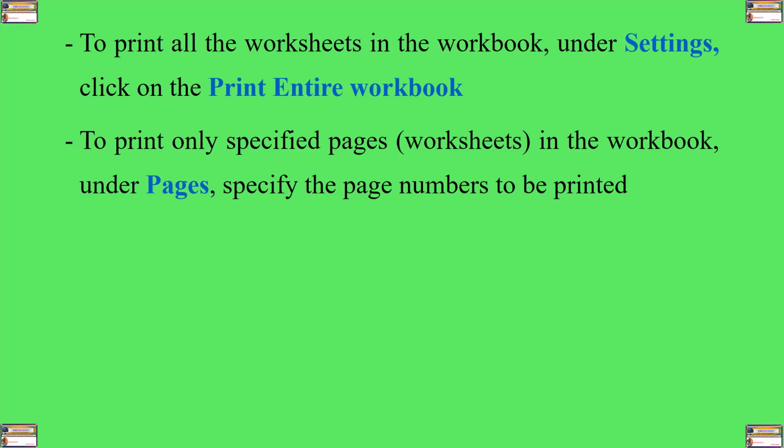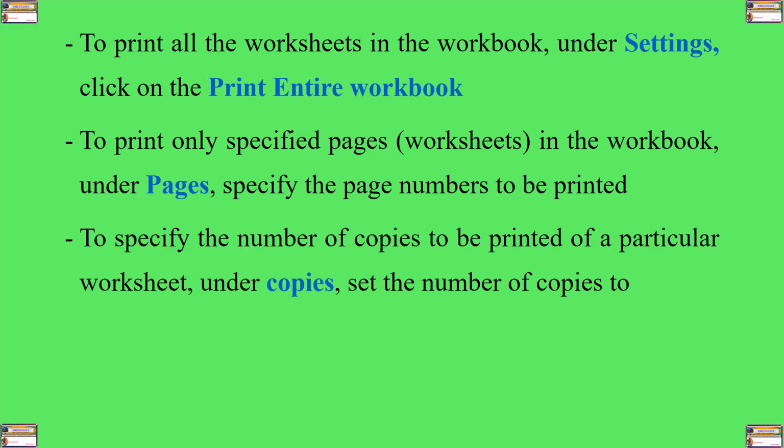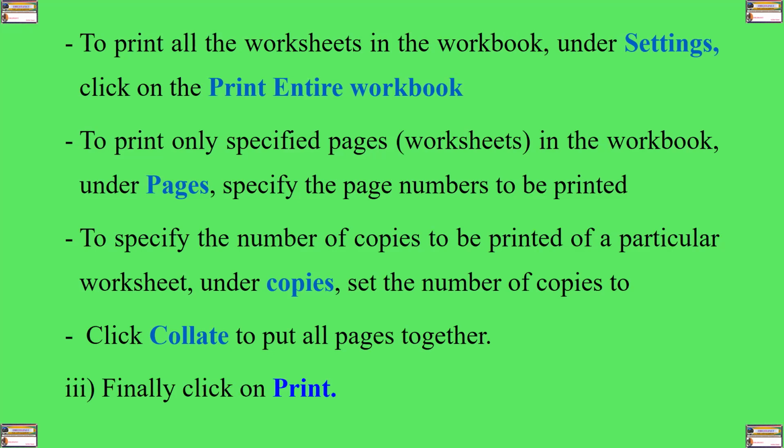To print all the worksheets in the workbook, under Settings, click on Print Entire Workbook. To print only specific pages in the worksheet or in the workbook, under Pages, specify the page numbers to be printed. To specify the number of copies to be printed of a particular worksheet, under Copies, set the number of copies to print. Click Collate to put all pages together. Finally, click on Print.